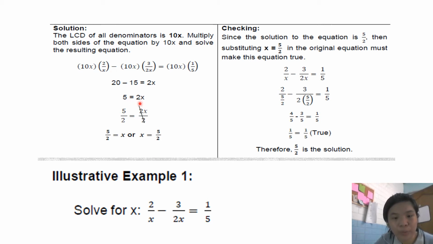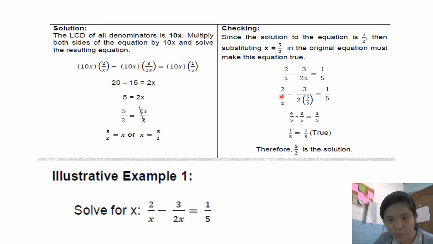And then, how do you eliminate 2 in 2x? By dividing both by 2. So, 2 will be cancelled. Therefore, x is equal to 5 over 2. So, paano natin, and last step, step 3, is to check if the solution is correct. So, balik tayo sa original equation. That is 2 over x minus 3 over 2x equals 1 over 5. All you have to do is to substitute the value you got, which is 5 over 2, to x.